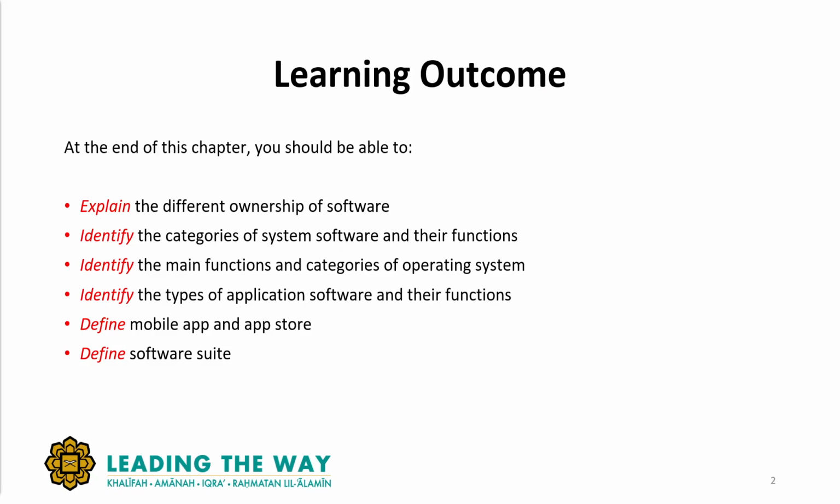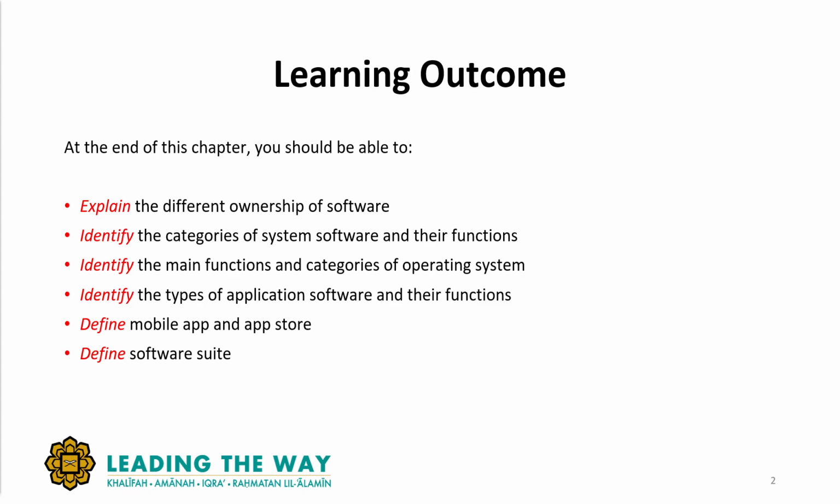At the end of this chapter, you should be able to, the first one, explain the different ownerships of the software. And then you should also be able to identify the categories of system software and their functions.